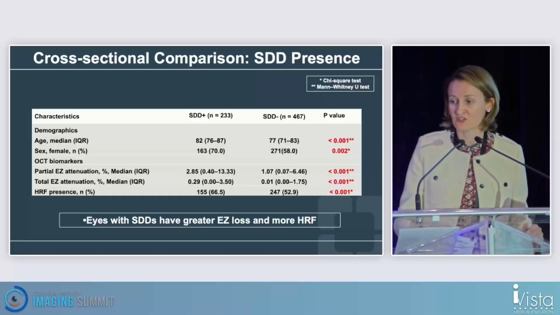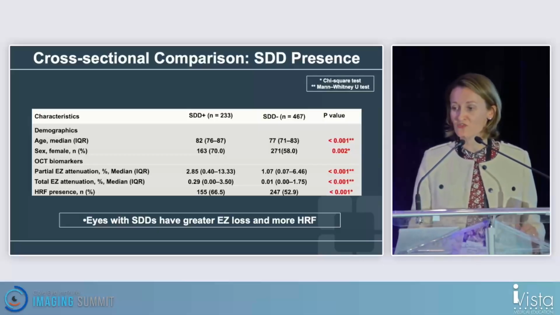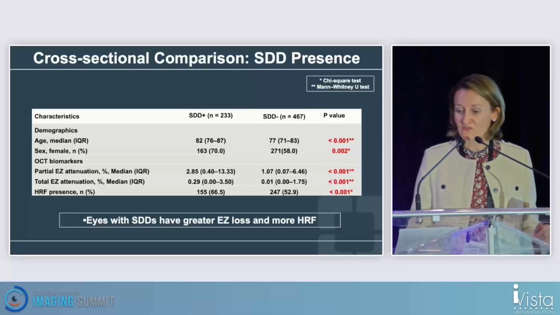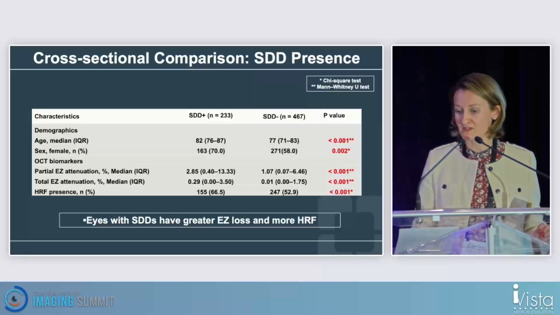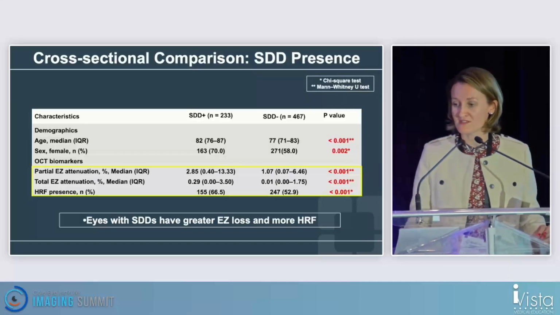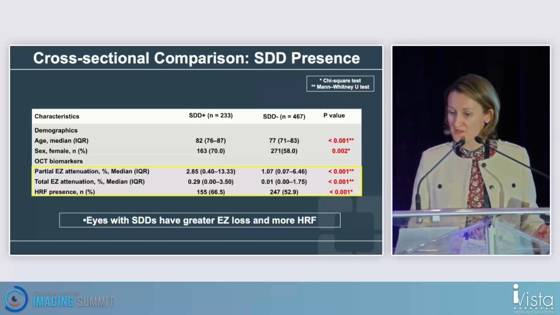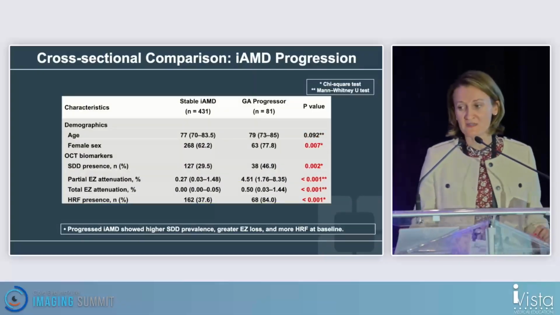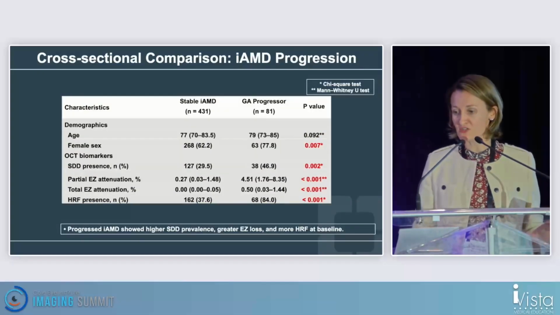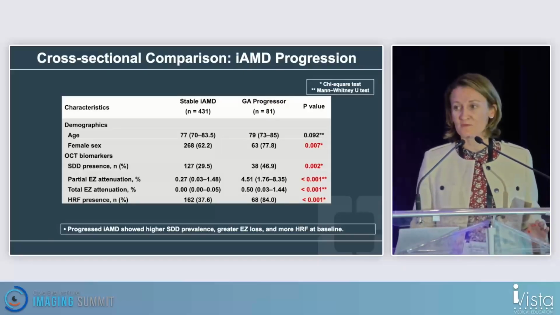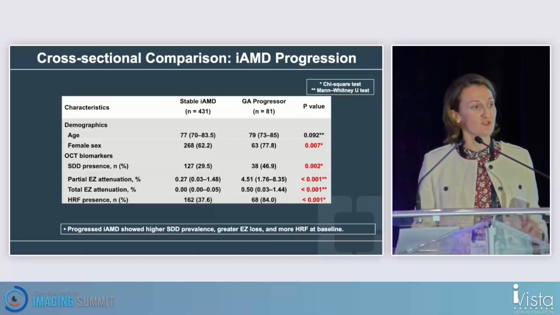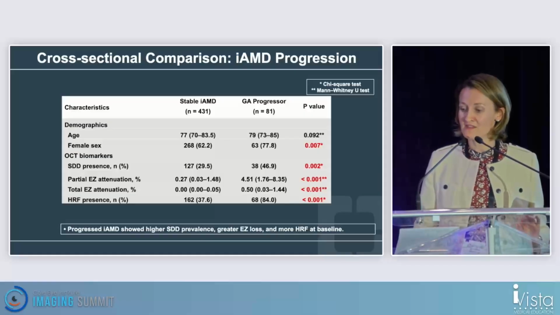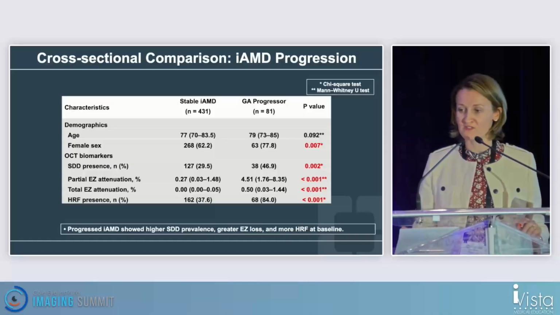This is a cross-sectional comparison of these patients who had SCD versus not. And as you can see here, those patients who had SCDs had greater EZ loss and more hyperreflective foci present. If we looked at this a little differently, at just the patients who had intermediate AMD, taking out those geographic atrophy patients, we looked at those who had stable intermediate AMD over the course of 2 years and those who went on to progress to geographic atrophy. We showed that those patients who progressed had higher SCD prevalence, greater ellipsoid zone loss, and more hyperreflective foci at baseline.